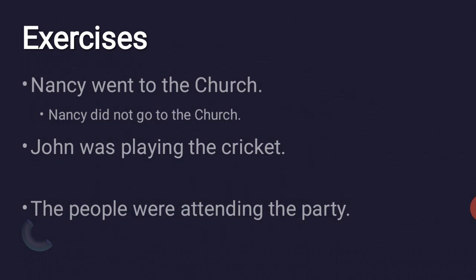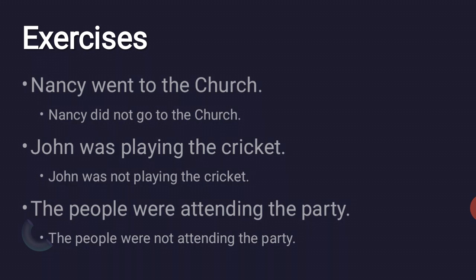John was playing the cricket. Here the auxiliary verb is was. So merely we have to add not to that was. John was not playing the cricket. The people were attending the party. Here in the sentence, were is the auxiliary verb, and we have to add not. The people were not attending the party.